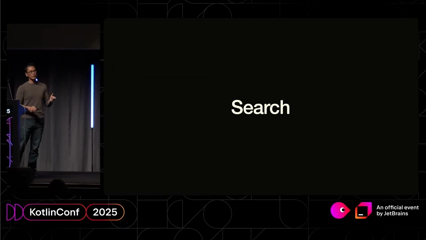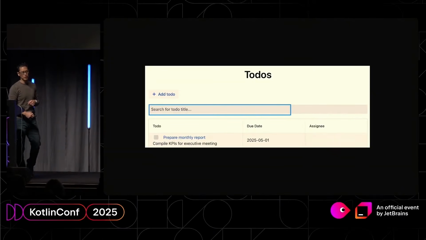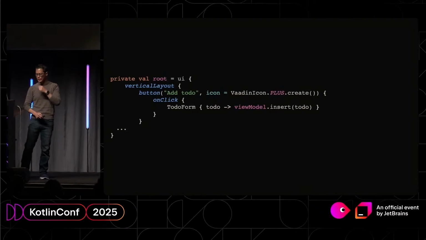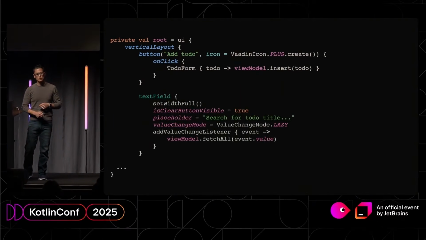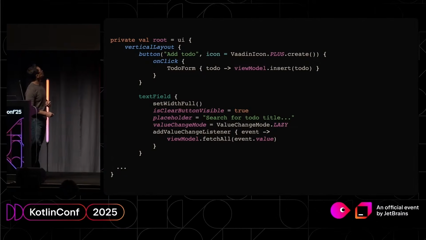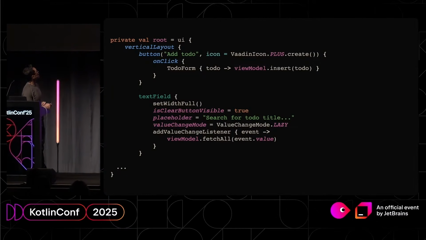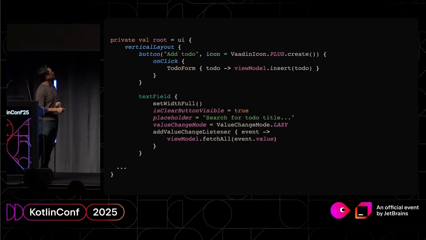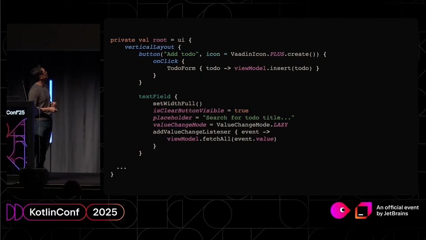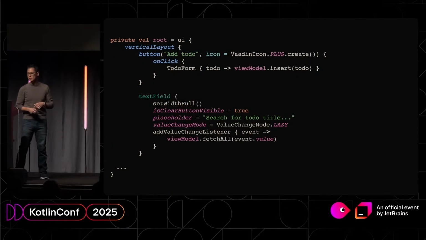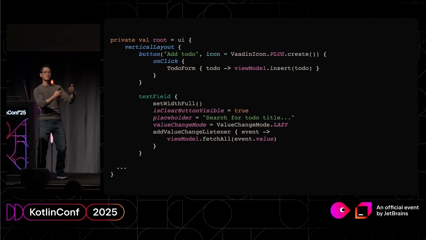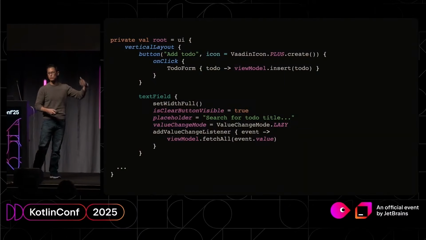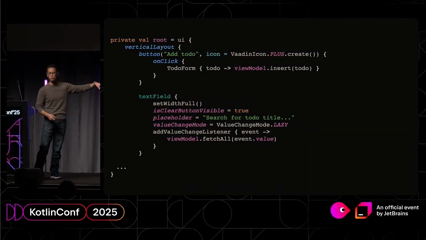OK, the last thing we're going to do is a really quick search thing. So there's a search bar up top. So we are going to add it to our layout. So this is what it looks like. It's just a text field. We set it to be the full width. The clear button is a little X when there's text in it. The placeholder value, so what it shows when there's no text in there yet. The value change mode is lazy, which basically debounces it, I think 700 milliseconds. And then a value change listener. Every time when it's done debouncing and it sends a value, we're going to go do a fetch, and we're going to pass the search term over to the view model.